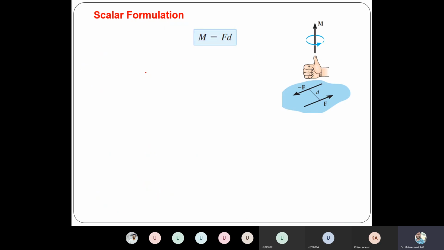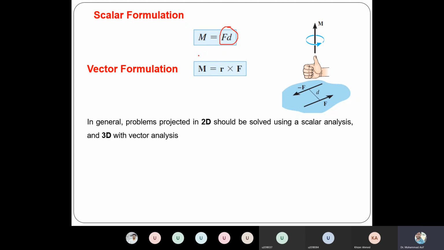Right? This is the scalar formulation I just discussed. In scalar formulation, you just need the magnitude, whereas in the vector formulation, there is R cross F. You'll get the direction as well as the magnitude, right? Normally, in 2D analysis, we use the scalar formulation, whereas for 3D, right from the beginning, as I said, we'll use vector analysis, right?